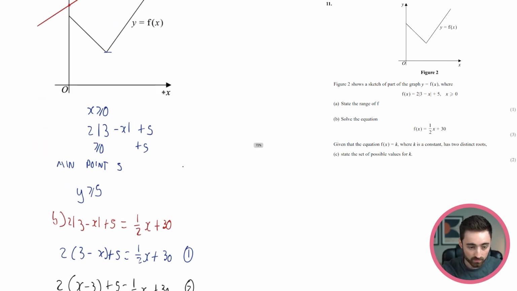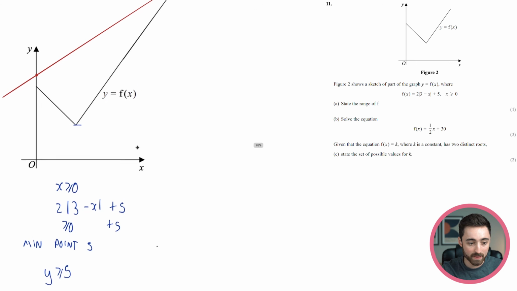So it's going to be, imagine the graph without the modulus. It's going to be 3 minus x. So y equals, and then it's going to have a negative gradient, isn't it? So this chunk of the graph is the chunk for which the modulus sign isn't doing anything. In other words, it would just be 2 multiplied by 3 minus x.